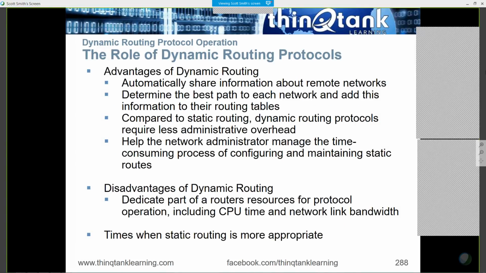So what is the advantage of a dynamic protocol? Well, we already kind of talked about that. The ability to learn about network changes automatically. See, if you're using static routes and a route changes or a route goes away, the router doesn't know about it, because the router simply does whatever you tell it to do.